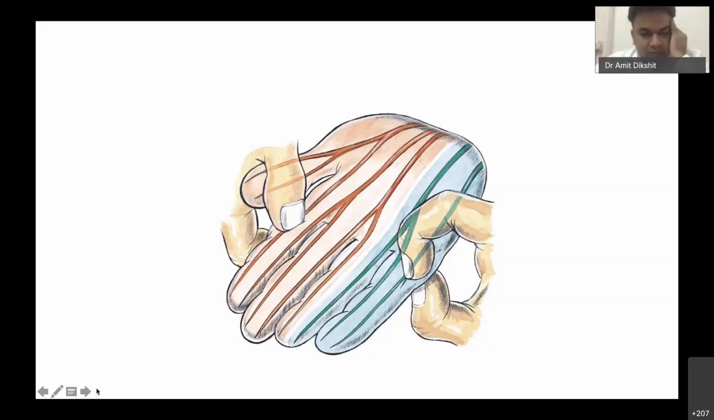So unless we start and develop the habit of assessing our blocks, it is very difficult to avoid ending up starting a rescue block. Finally, nobody wants that embarrassing situation where the surgeon is telling us that the patient is shouting and in pain, do something. I think that is a very difficult situation. It is better we assess our block well before time and only then hand it over to the surgeon.